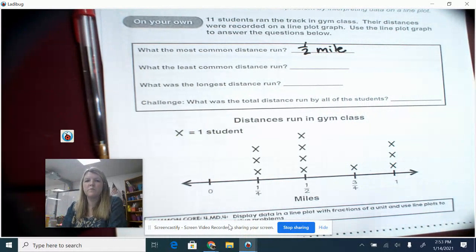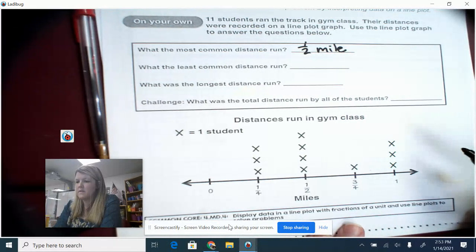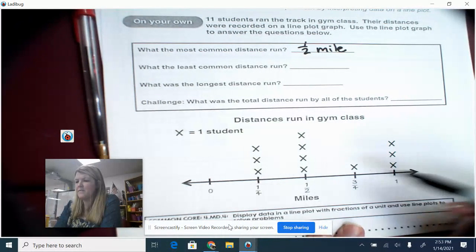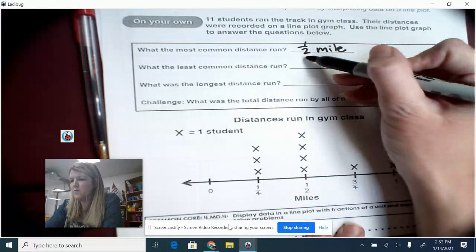Then the next one, what is the least common distance run? So the one that is the least would be the one that only has one X. So that's going to be 3/4 mile.